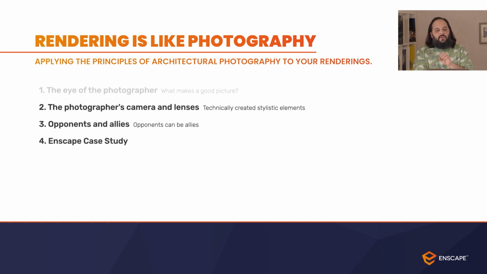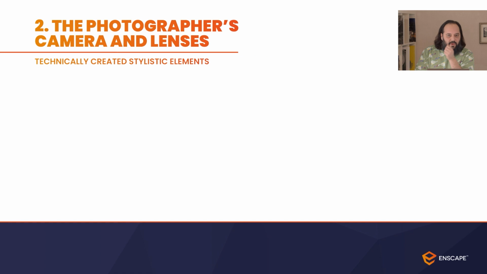The first webinar on the topic of image creation, entitled The Eye of the Photographer, can be found, should you be interested, on the Enscape website and on YouTube. The following webinars are the photographer's camera and lenses, technically created stylistic elements, opponents and allies, opponents can be allies, and the fourth part will be an Enscape case study. So let's get started with the second of 4 sessions, the photographer's camera and lenses.